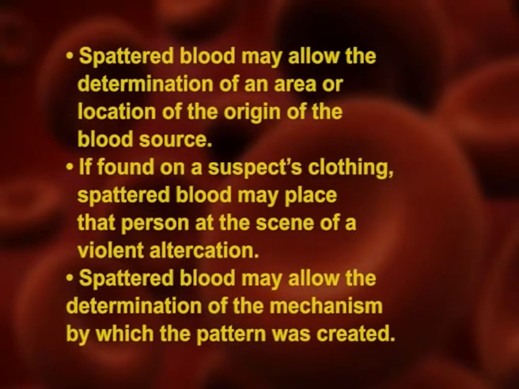The identification and interpretation of spattered blood are significant for the following reasons. 1. Spattered blood may allow the determination of an area or location of the origin of the blood source. 2. If found on a suspect's clothing, spattered blood may place that person at the scene of a violent altercation. 3. Spattered blood may allow the determination of the mechanism by which the pattern was created. Let us look at how the bloodstain pattern interpretation occurs.